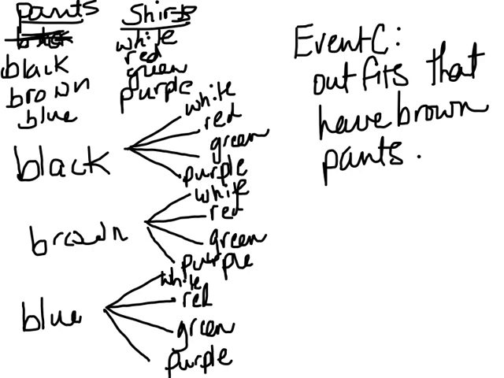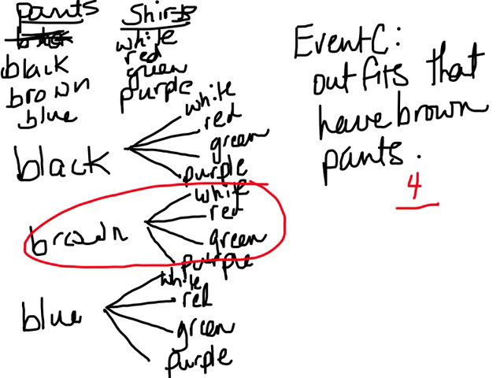Now, Event C is defined as the outfits that have brown pants. So the outfits that have brown pants, that would be right here, right? So if we want to talk about how many that is, that's 4 outfits out of how many total? How many outfits were there total? 12. There were 3 pants, and each pair of pants had 4 shirts, so there would be 12.